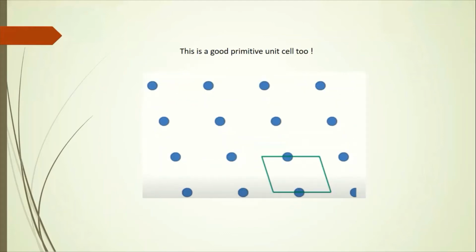So I think we'll need to go to the next slide. Here I think it's a good primitive cell, and in this case we have one half of a point here and one half of a point here. So the total is one. So that's why we call it the coordination number.